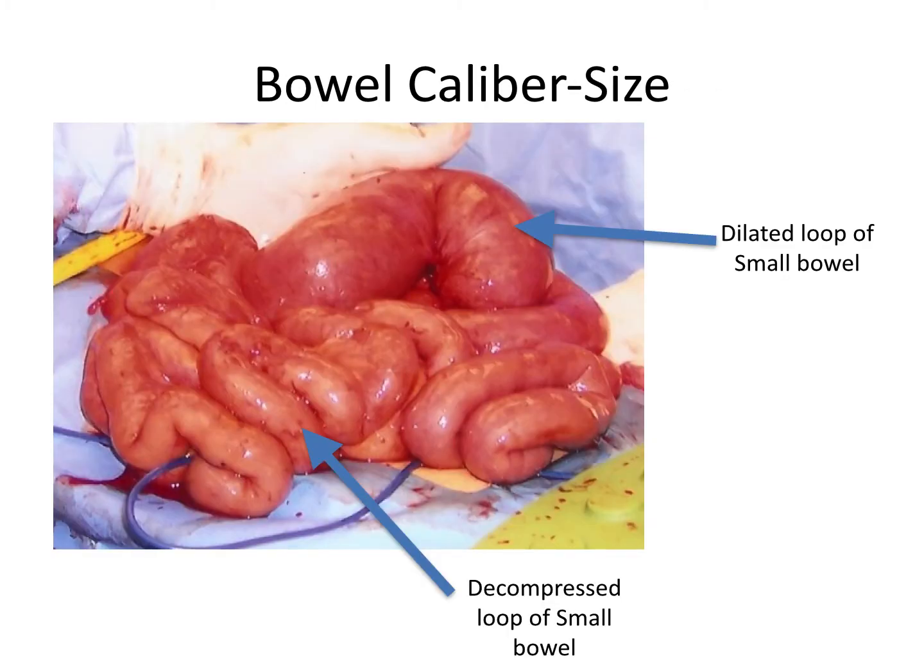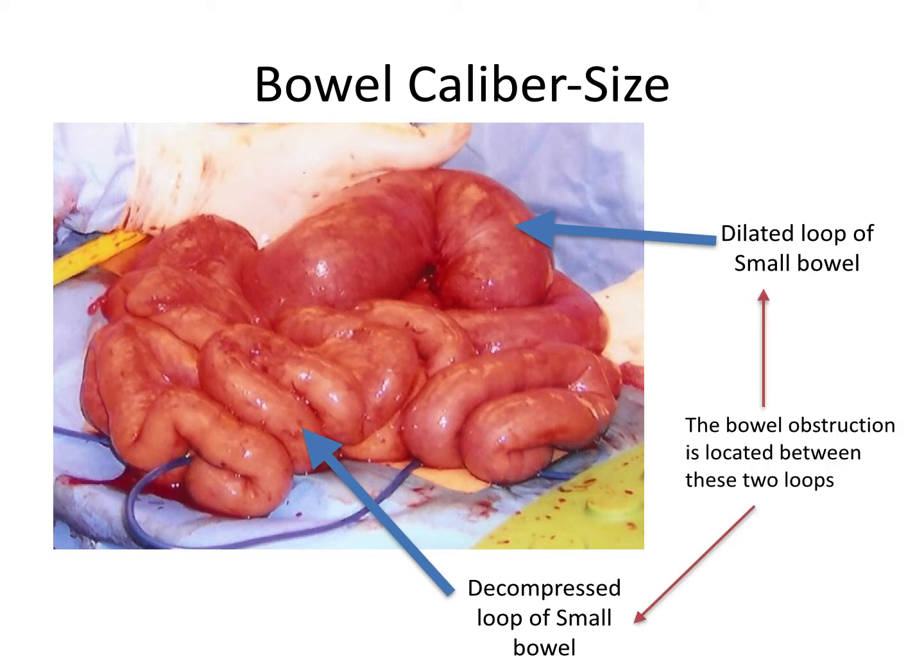So if you look at the caliber of the small bowel, this is actually an image of a patient that had internal hernia with a single lumen narrowing. This is all small bowel, as you can see. The loop of the small bowel marked on the top of the image is a dilated small bowel, and the rest of the small bowel is decompressed, and the bowel obstruction is located between these two loops. So there's a transition point that is highlighted on this.